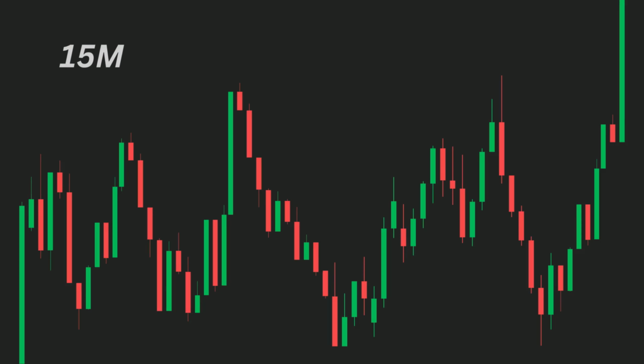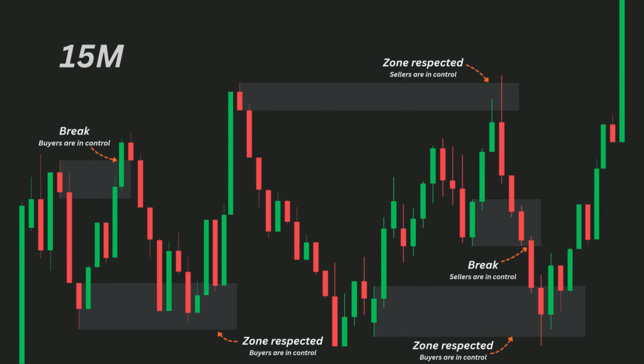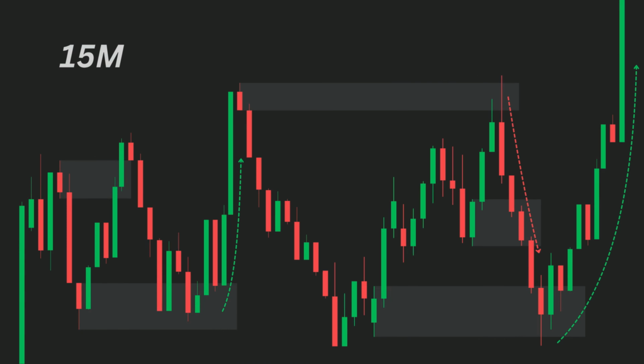On the 15-minute time frame, we can clearly identify whether buyers or sellers are in control and use that information to trade only in the appropriate direction. Understanding market control helps reduce unnecessary losses and keeps us out of low-probability setups.